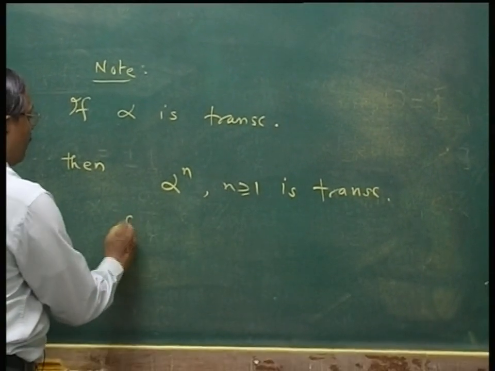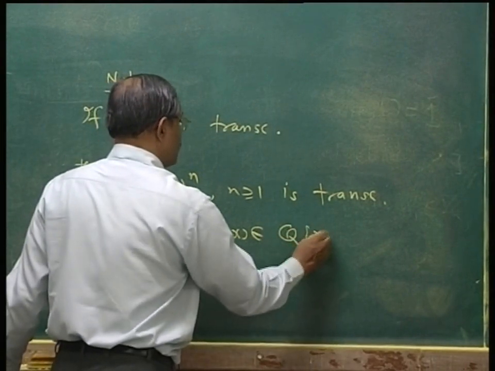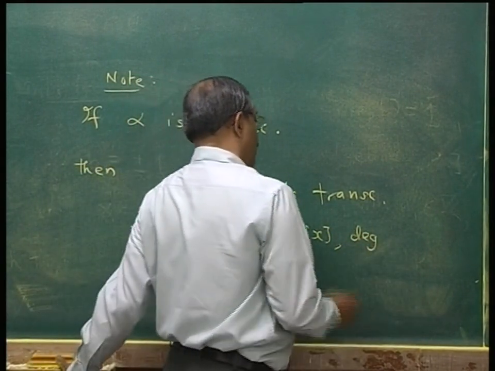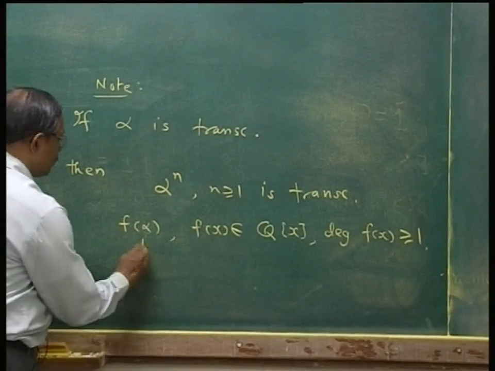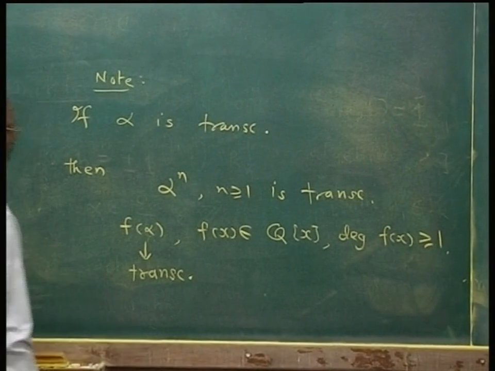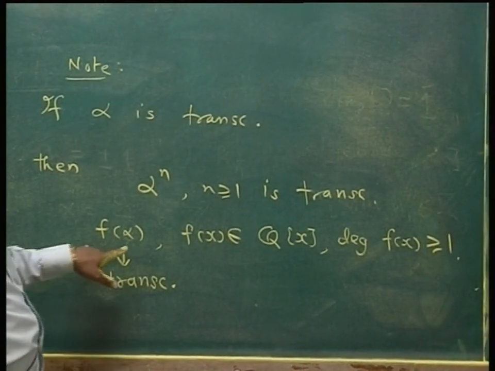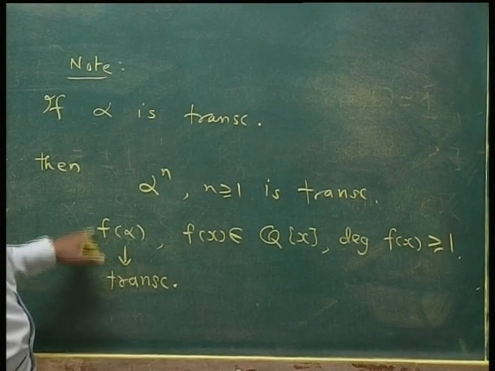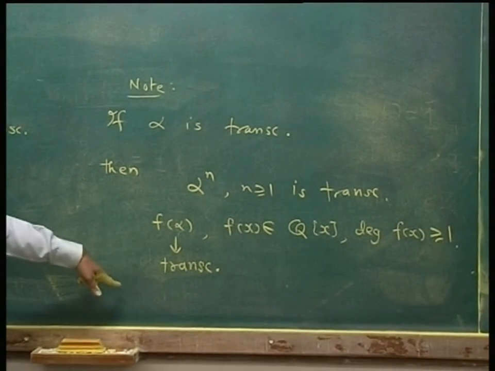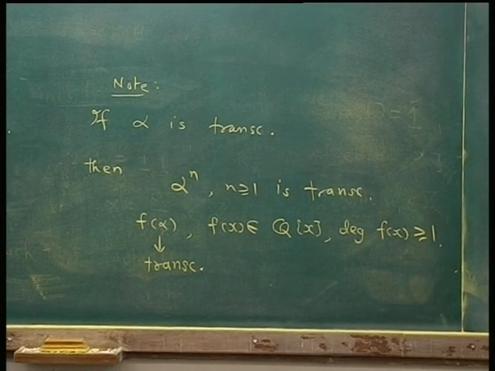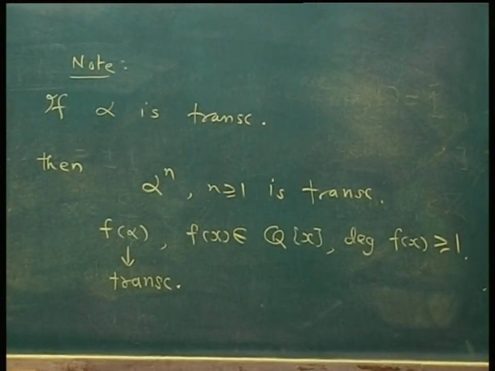Or in general, you should take f of alpha, where f(x) belongs to Q[x], degree of f(x) bigger or equal 1, that is a non-constant polynomial. Then you take f of alpha, this is also transcendental. That is because if this is an algebraic number, then it will satisfy some polynomial with rational coefficients. And from that you get a polynomial for alpha also with rational coefficients. That's a contradiction because alpha is transcendental. So from one transcendental number you can construct plenty of transcendental numbers like this. We will see more about algebraic numbers in later lectures.